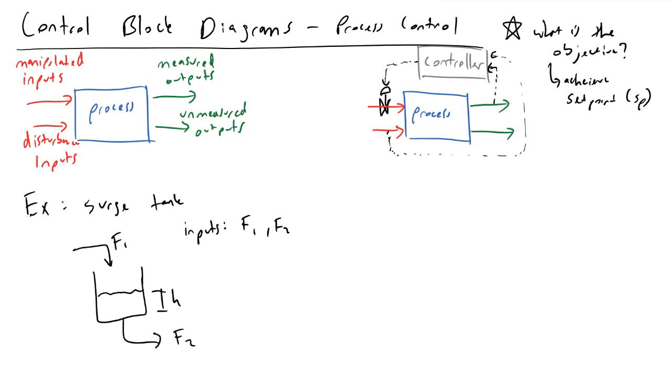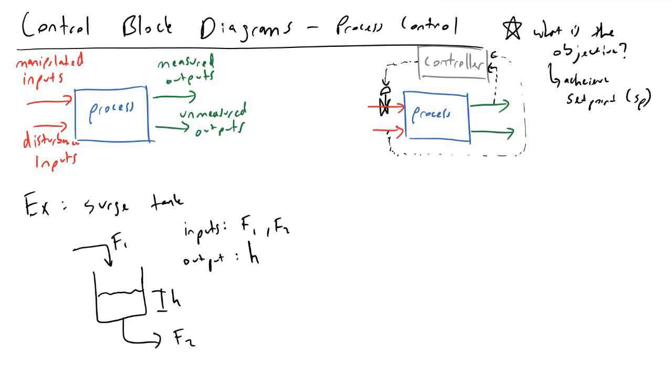So our inputs are streams F1 and F2, and the output, or the measured thing that we care about in this process, is our height. Our output is what we're going to be setting some kind of demanded set point for. We're going to want to make sure that our height H is 5 meters plus or minus 1 meter, for instance, or something like that. So we've identified our inputs and our outputs.